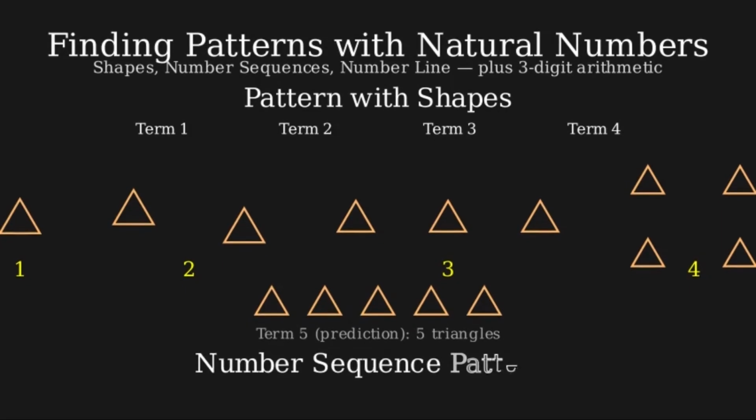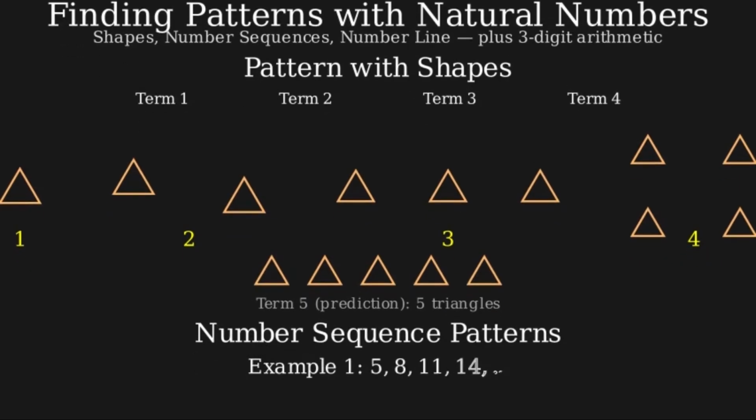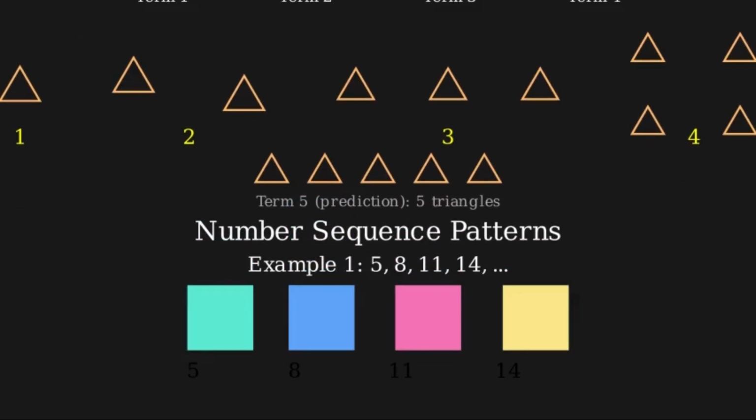Next, we'll look at number sequences. A common kind is an arithmetic pattern where we add the same amount each time. We'll show some examples and find the rule. Observe the differences between successive terms.